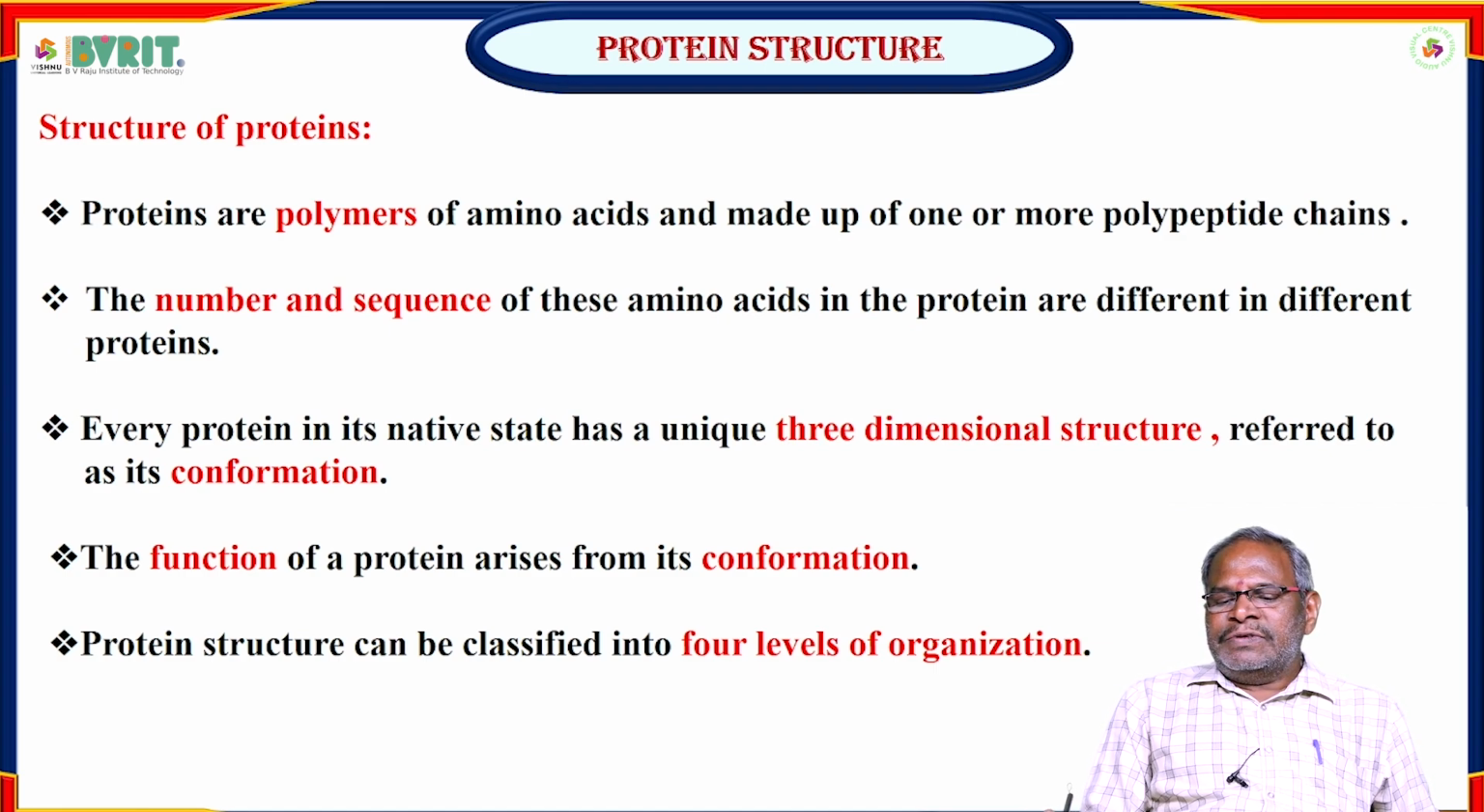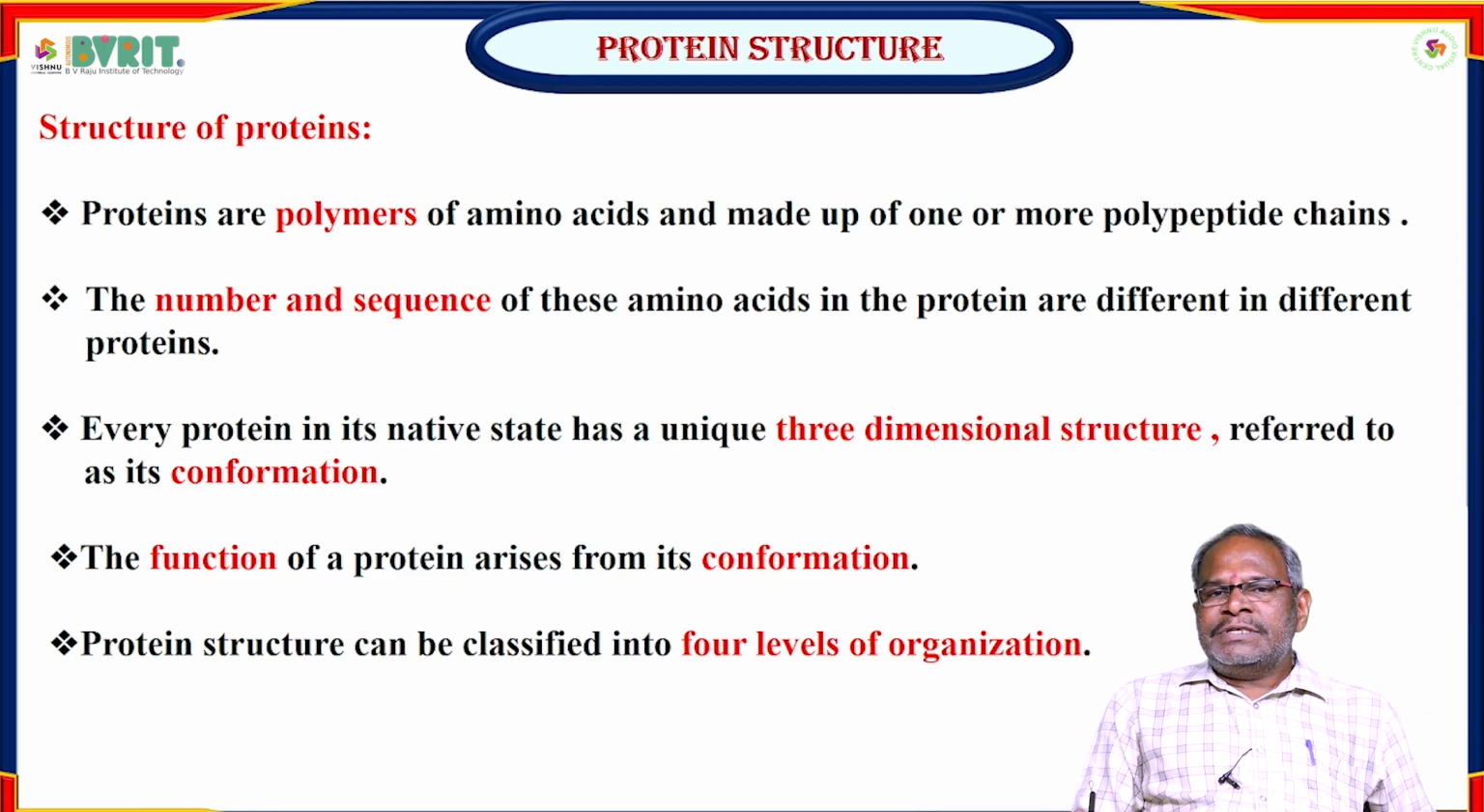Every protein in its native state has a 3-dimensional structure. That is also called the conformational structure of the protein molecule. That is called the 3-dimensional structure of the protein, or the 3D structure of the protein molecule.